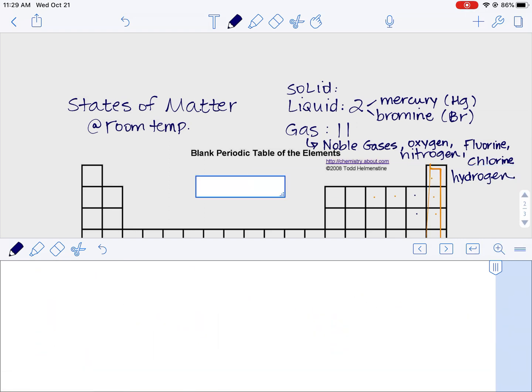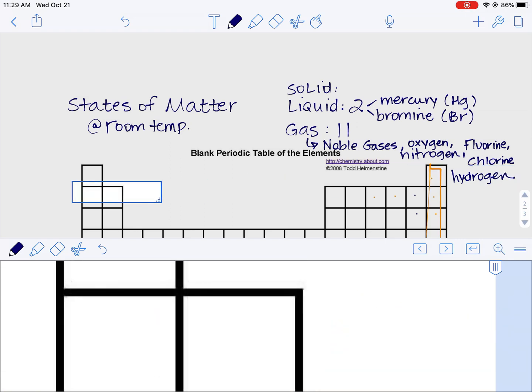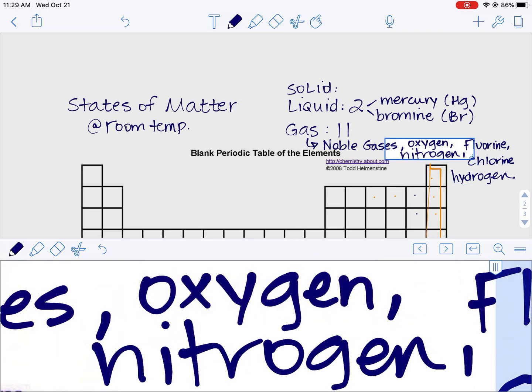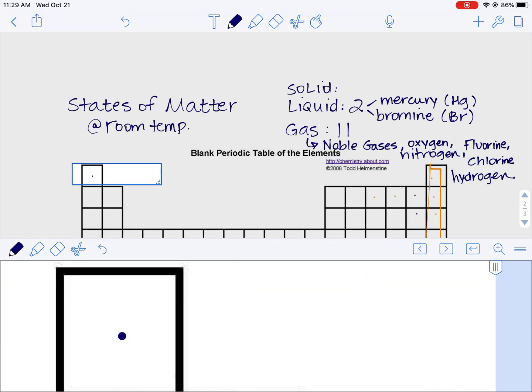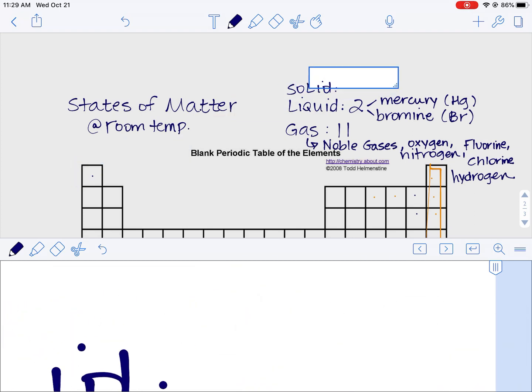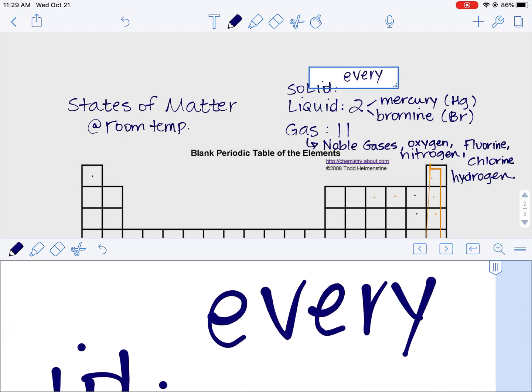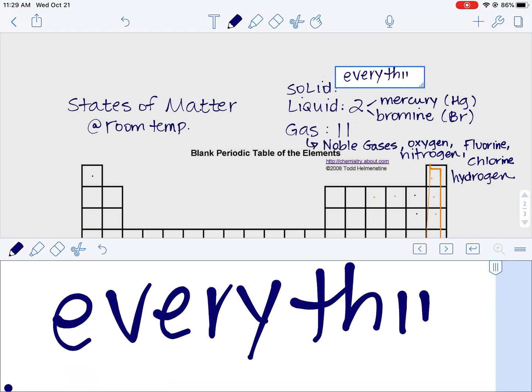Hydrogen. And I believe that's it. 1, 2, 3, 4, 5, and 6 is 11. Yep. And there's our other gas. And everything else is a solid. Everything else.